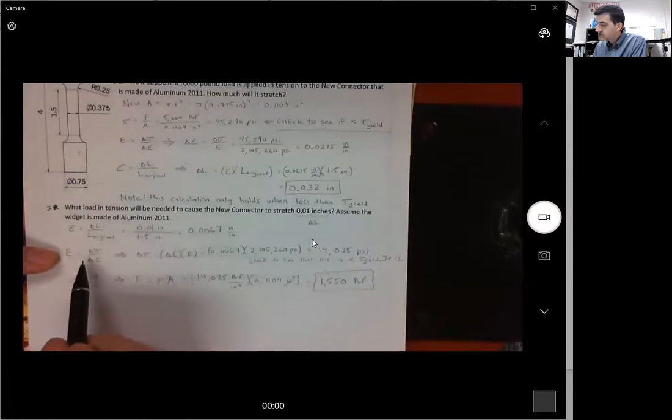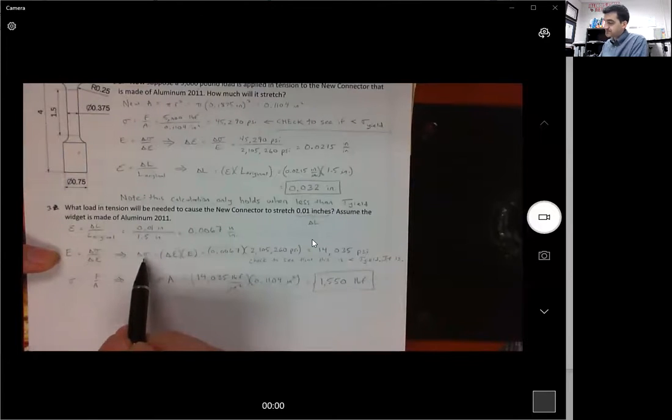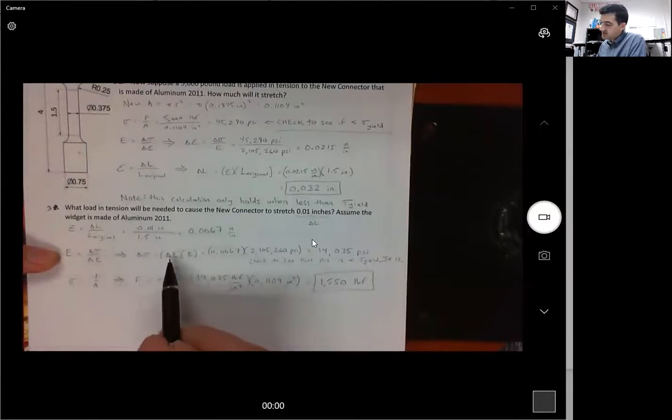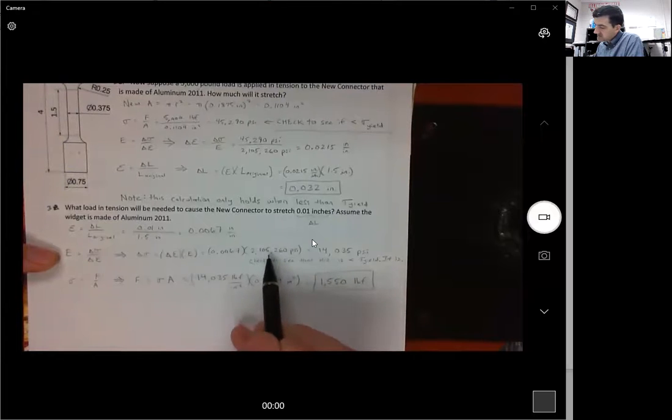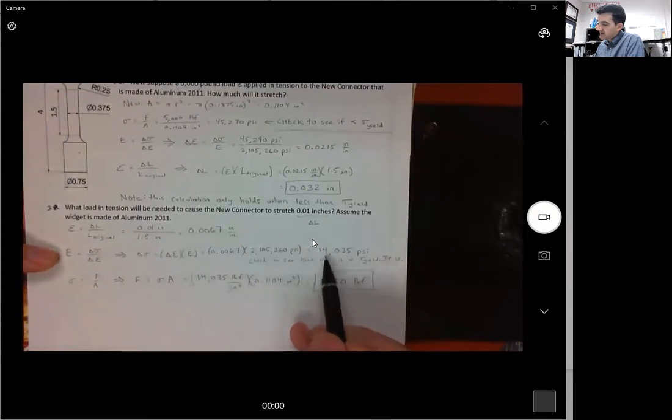So we can use the definition of the elastic modulus and rearrange to solve for stress. The stress is the strain times the elastic modulus. So there's our strain from above, and there's our elastic modulus from previously. Multiply these two together, and you get a value of 14,035 psi. So that is our value of stress.